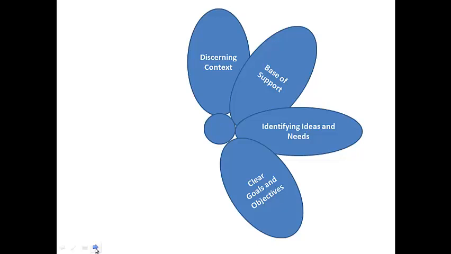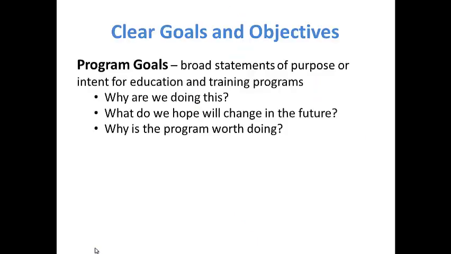Establish clear goals and objectives. So based on the needs that you identified during your needs assessment, you can then prioritize those needs for your program. And from those prioritized needs, you sit down either yourself as the planner or with maybe an advisory group that you've created to build your base of support and continue with your base of support. You sit down and you start to write your program goals. So when you think of program goals, you think of broad statements of purpose or intent for education and training programs.